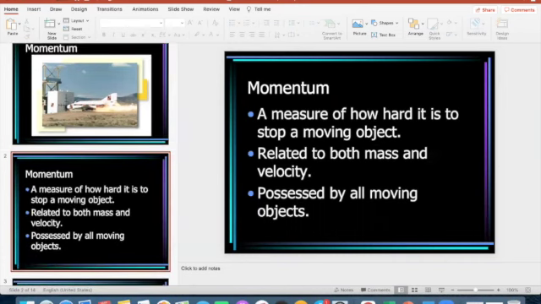Okay, momentum is a measure of how hard it is for an object to stop moving once it's already in motion. All right, so momentum is related to both the mass of the object and the velocity or speed that the object is traveling at. All right, so all moving objects possess momentum.